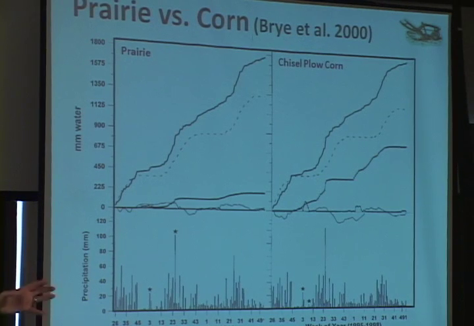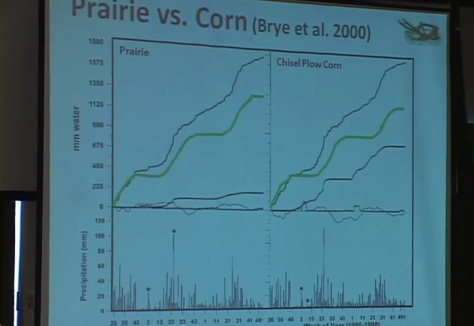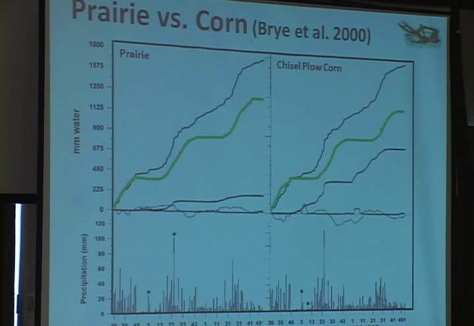Prairie versus corn. This is a study that comes out of Wisconsin. I want you to look at these curves. This is over about a 3-year period. That green line that just showed up, that's the cumulative evapotranspiration from prairie versus corn. Those lines look pretty similar.